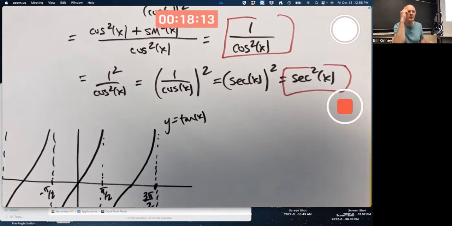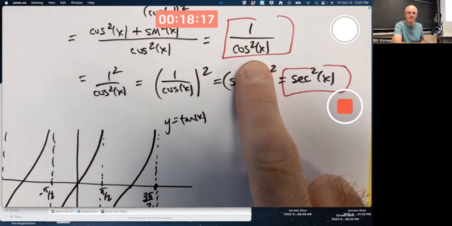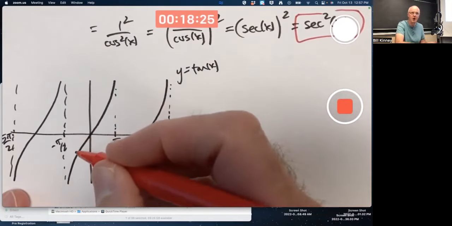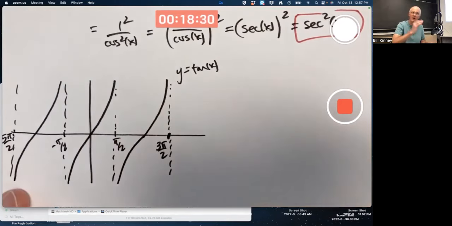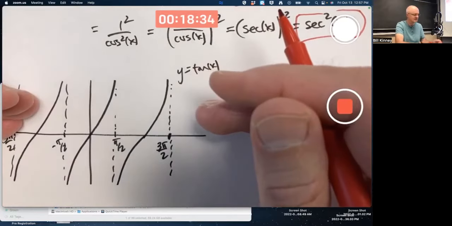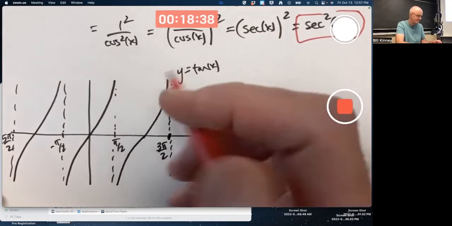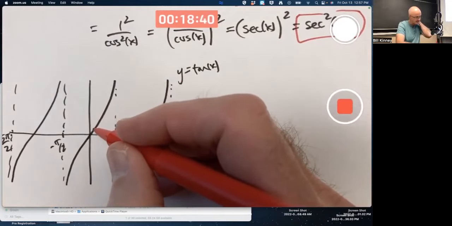It might be helpful to also graph cos squared x in here. Is that helpful? Yeah, maybe just to see the relationship. So I'm about to draw cos squared x. It's not the derivative. 1 over cos squared x is the derivative. Cos squared x is always positive, or 0 at certain spots. What does it look like?